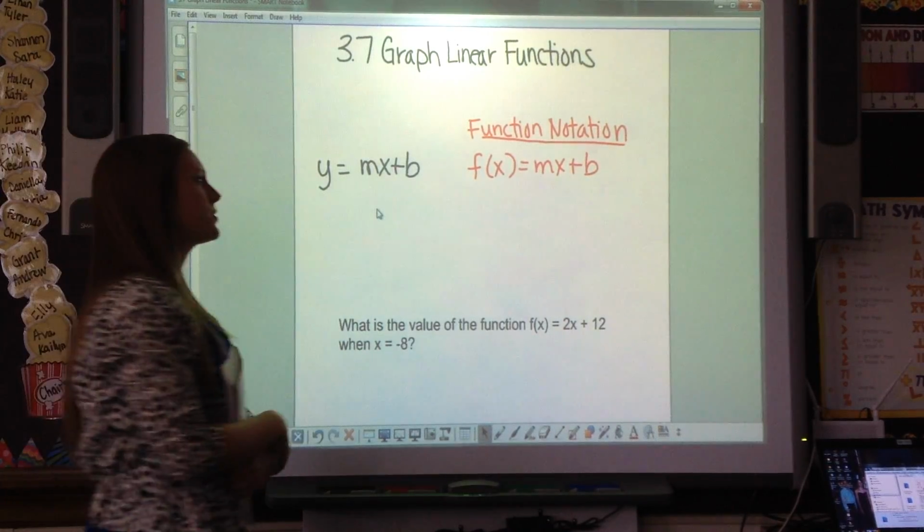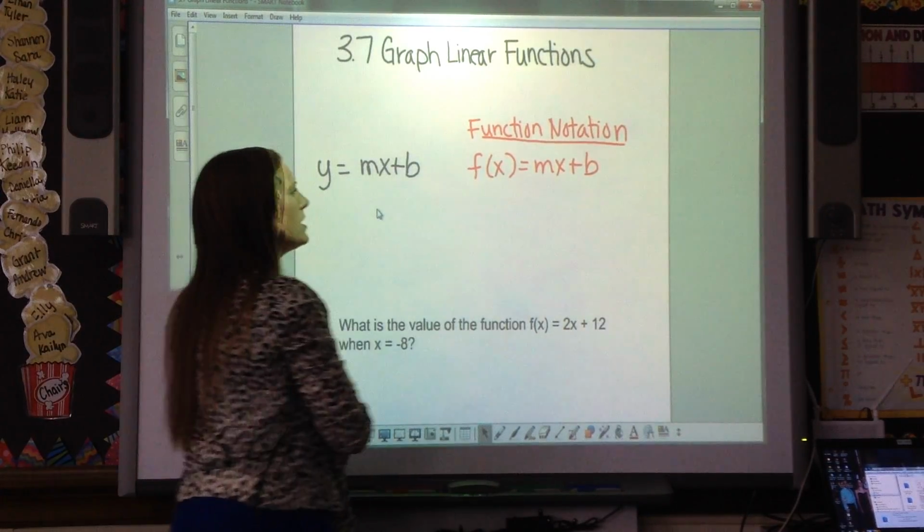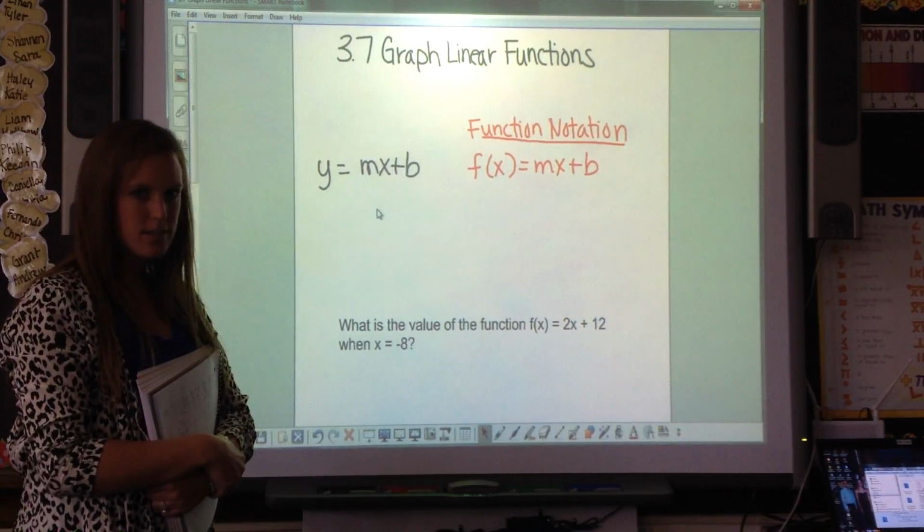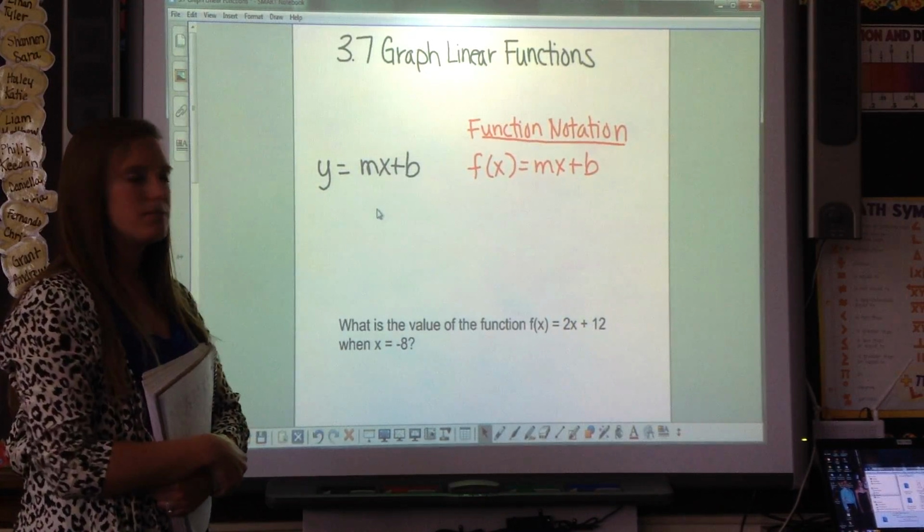F of x, whatever letter is here, g of x. That's how you say that beginning. It does not mean f times x. It's just a way to say it.